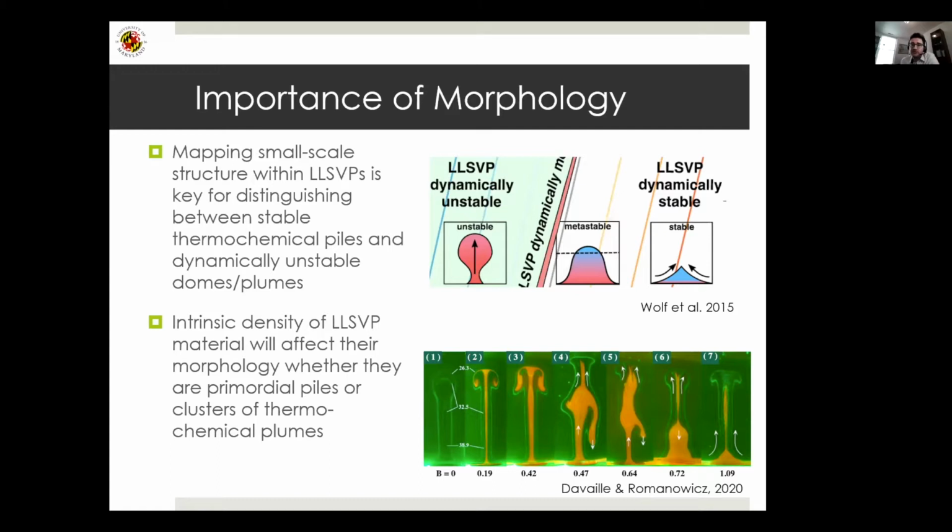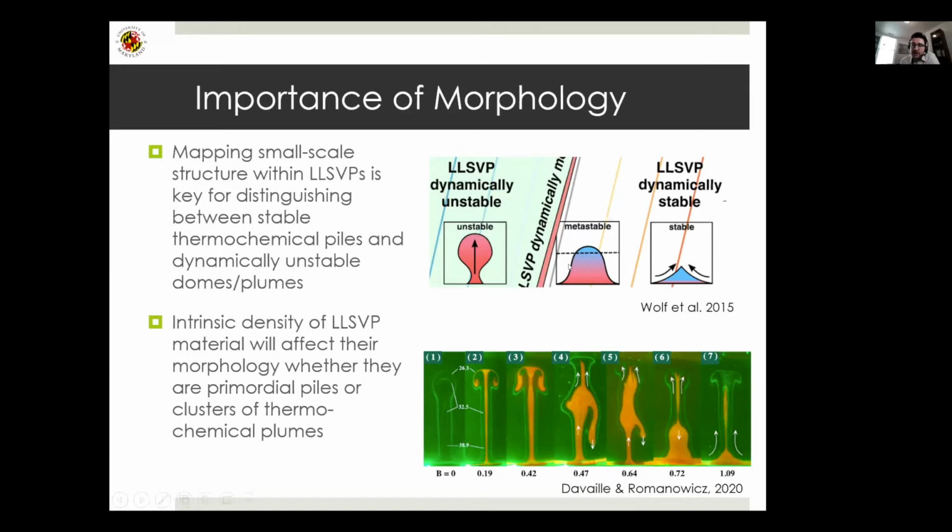And here I show a little cartoon from Wolf et al. 2015, where they show what you expect for the shape of a dynamically unstable LLSVP and one that's dynamically stable. So this is essentially an intrinsically dense material, and this is one that's not as intrinsically dense. And in fact, this intrinsic density of the material will affect their morphology, whether you subscribe to the idea that they are these continuous large-scale structures, or whether you think of them as clusters of thermochemical plumes, as recently proposed by Davaille and Romanowicz.